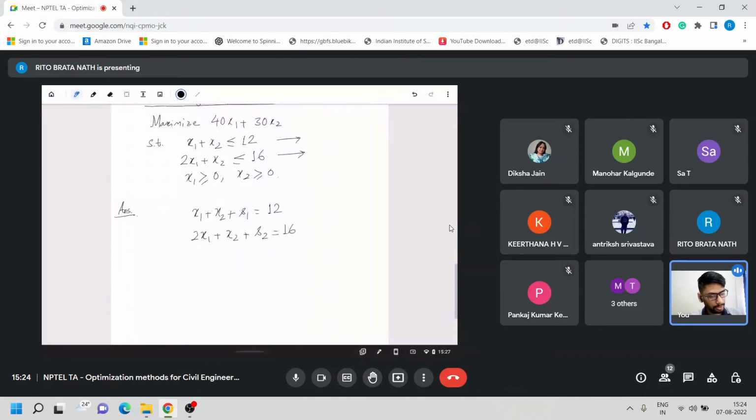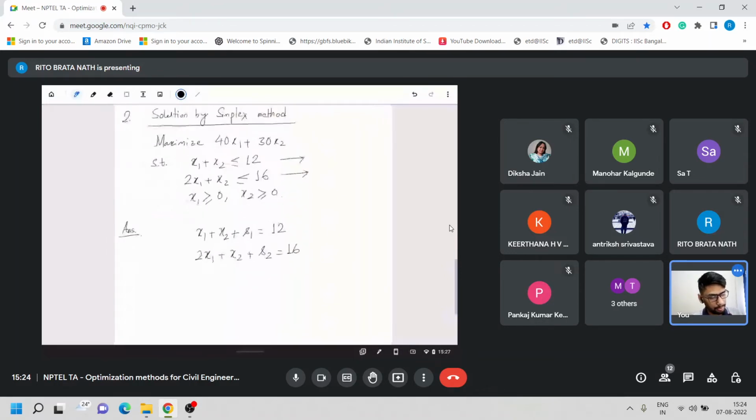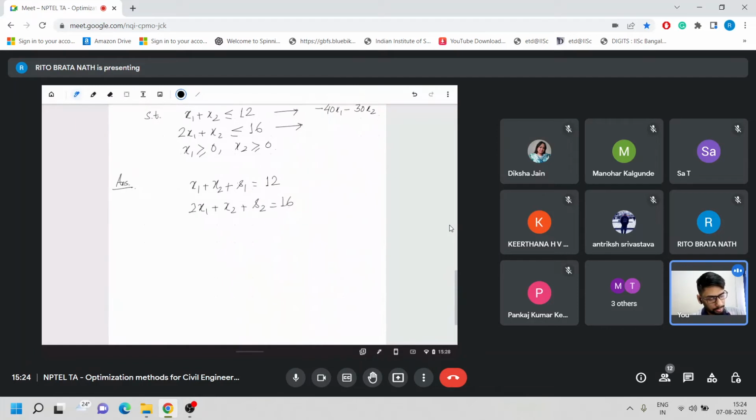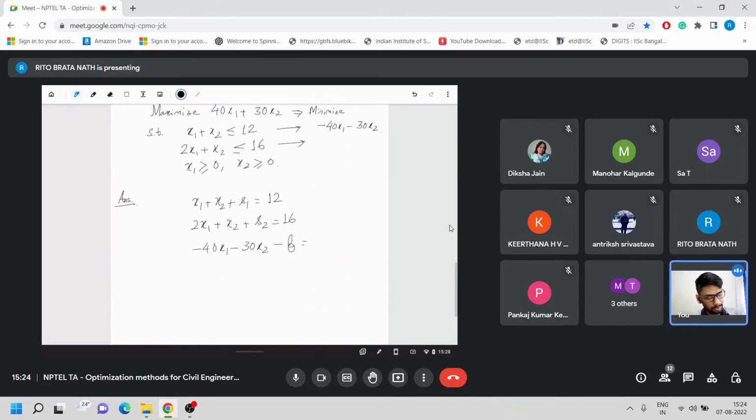For the other, you don't need to do anything, but you again have to convert your objective. For that, you have to change it into a minimization problem. Can you tell me how? Yes, that's correct, it's minus 40x1 minus 30x2. So for the third equation also, you can add something like this.